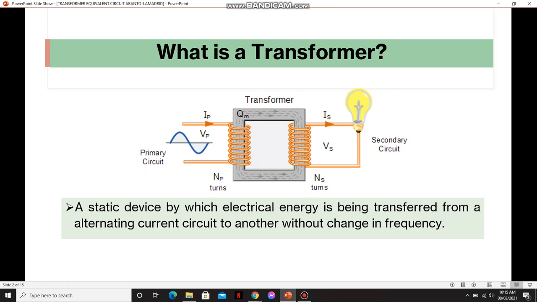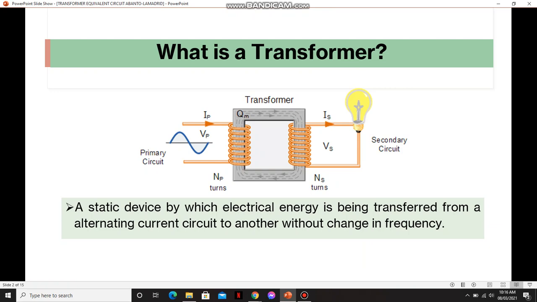It is a static device by which electrical energy is being transferred from an alternating current circuit to another without change in frequency. So a transformer is designed to convert alternating current from one voltage to another. It can be designed to step up or step down voltages. So you can see in the picture the transformer.